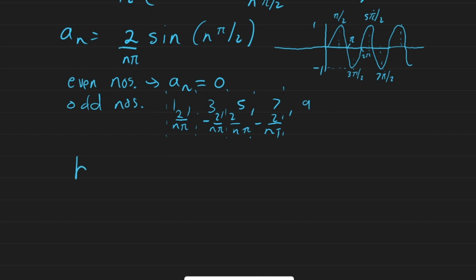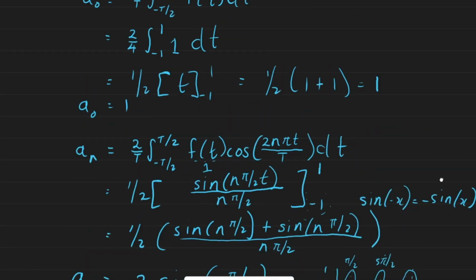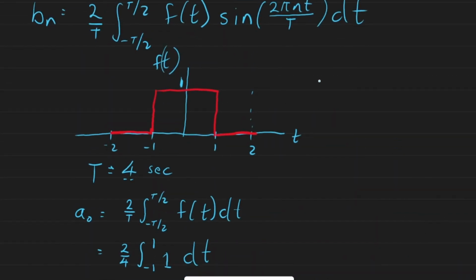So what about Bn? Bn is going to equal 0. Why is Bn going to equal 0? Because this function that we're considering is an even function. We said in the previous video that if it's an even function, symmetrical about the y-axis, the Fourier series will only have cos terms. So that means that Bn is equal to 0. Okay, so we are done.